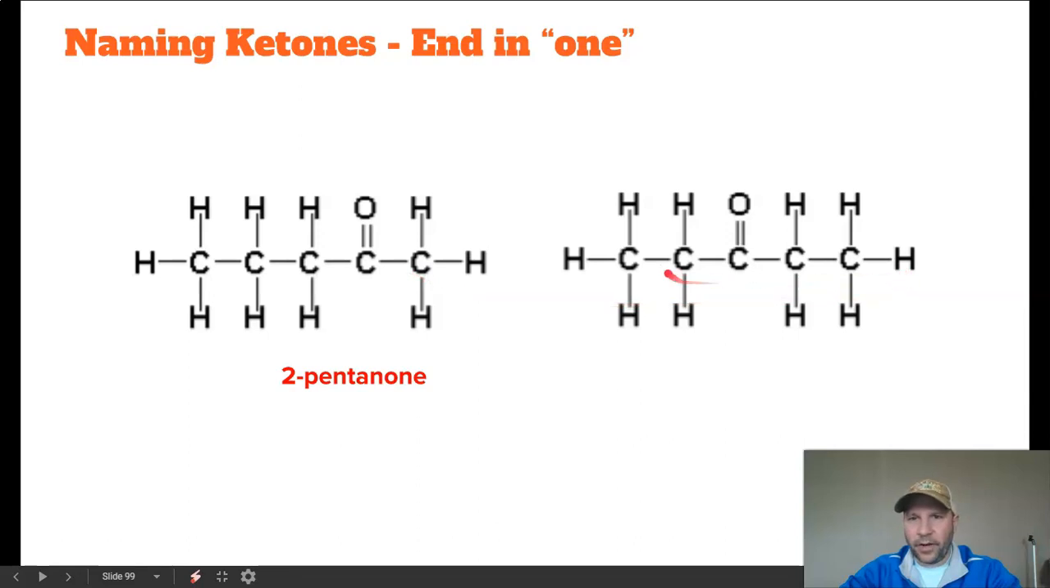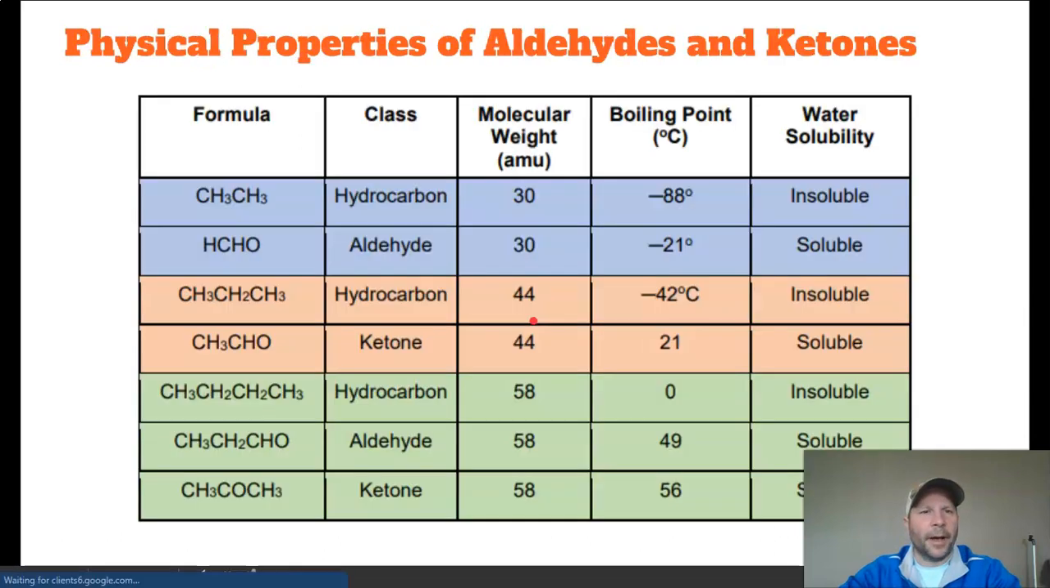All right. This guy right here, this is also based off pentane, but the carbonyl group's coming off of number 3. So it's called 3-pentanone. That's how we look at that. So something to keep in mind when you name these things.